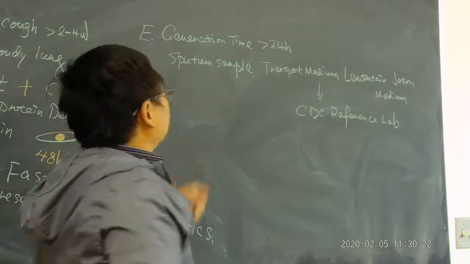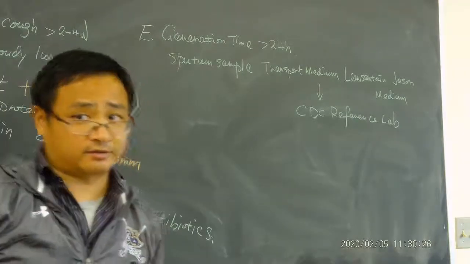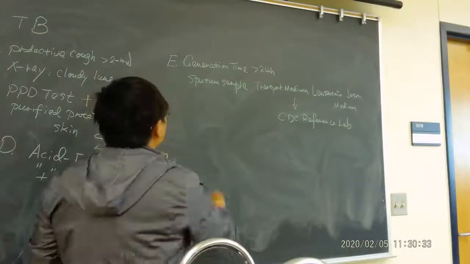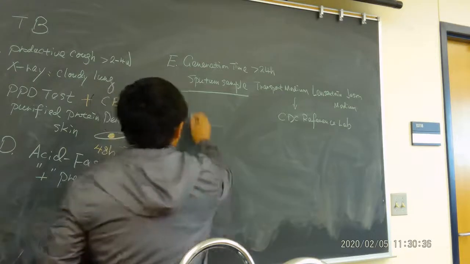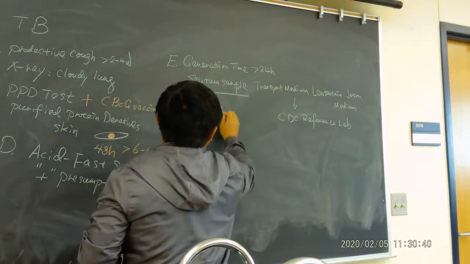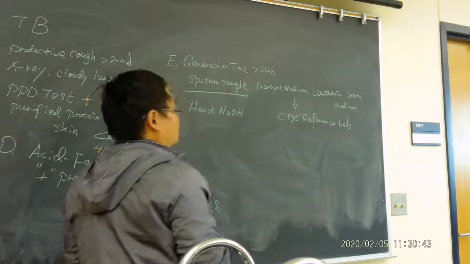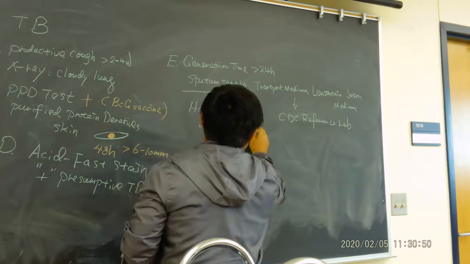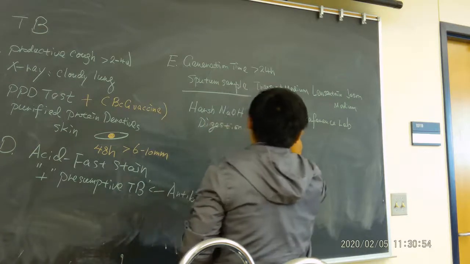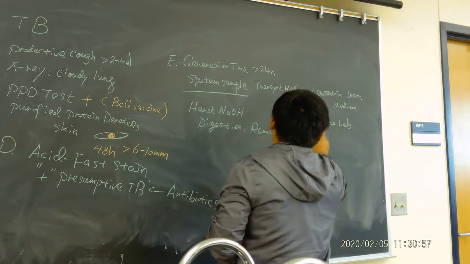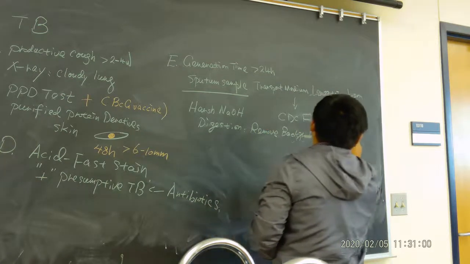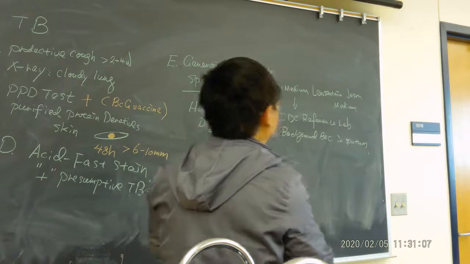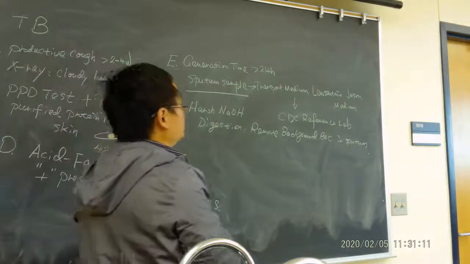Now, there is something to talk about regarding the sputum sample. In sputum, there are lots of bacteria, a tremendous amount. Some are good ones, some are bad ones, some are background flora. So usually for the sputum sample, we have to do some pre-treatment. We use a very harsh NaOH alkaline solution to do digestion, because we can remove background bacteria in sputum. Then we transfer them to the transport medium, Lowenstein-Jensen medium, and then to the CDC reference lab.